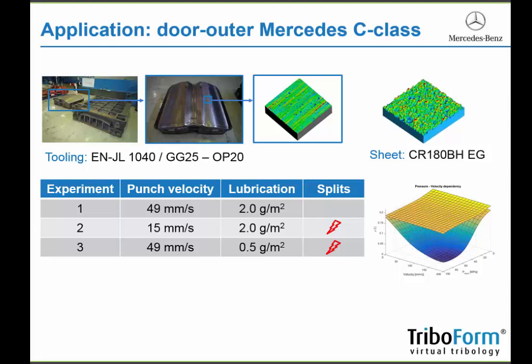But when they decreased the punch velocity to, for example, 15 millimeter per second, using the same amount of lubrication, then they found splits in the product. And also if they keep the velocity at 49 millimeter per second, but decrease the lubrication amount from 2 to 0.5, then they also observe cracks in tryout production.